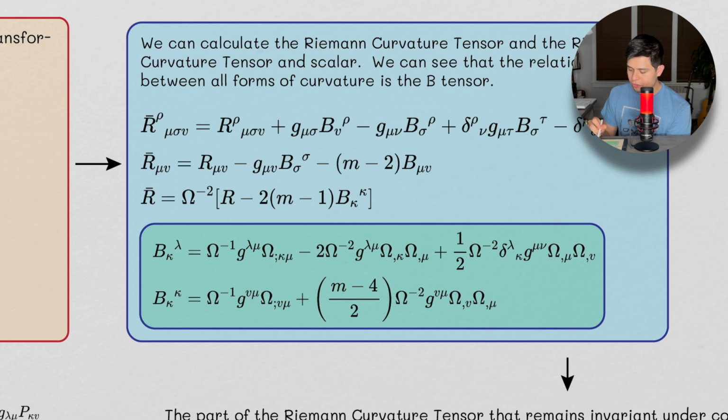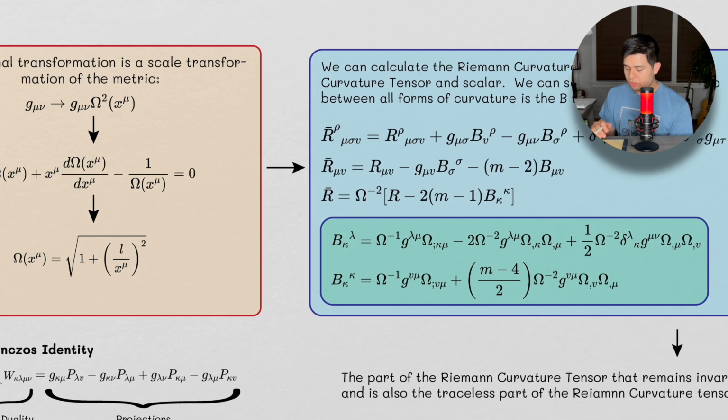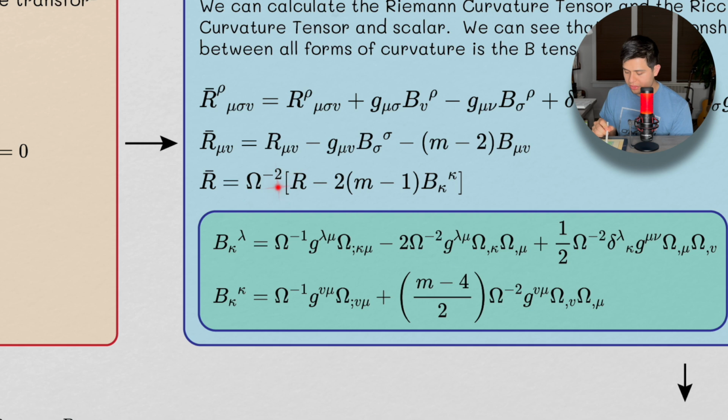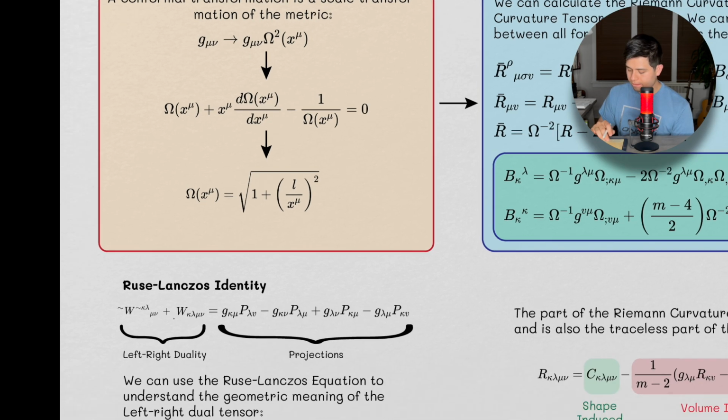I won't belabor this point too much. Again, if M equals 4 here, well, you still have this here, so you still get something non-zero in the case of the conformally transformed Ricci tensor. So that's something to think about. When M equals 4, interesting things happen. The Ricci scalar changes by this factor. It changes inversely to how the metric changes, and that's interesting. Something to think about.